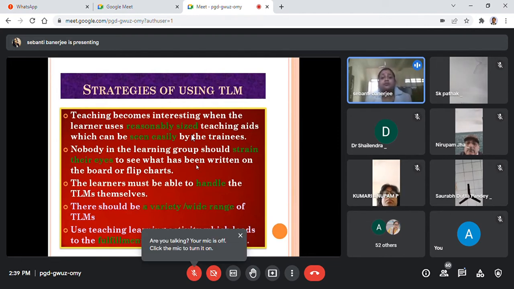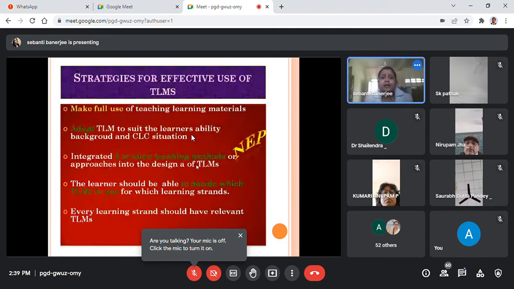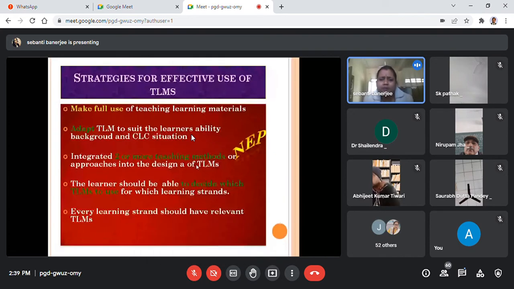Next is make full use of the TLM. Sometimes it happens that we have less time. If you are not able to explain the TLM, then come to class the next day with the same TLM and explain the whole TLM, so that you can make full utilization of that TLM, which you have made by expending lots of time, money, and effort. Now, adapt the TLM to suit the learner's ability, background and classroom situation.